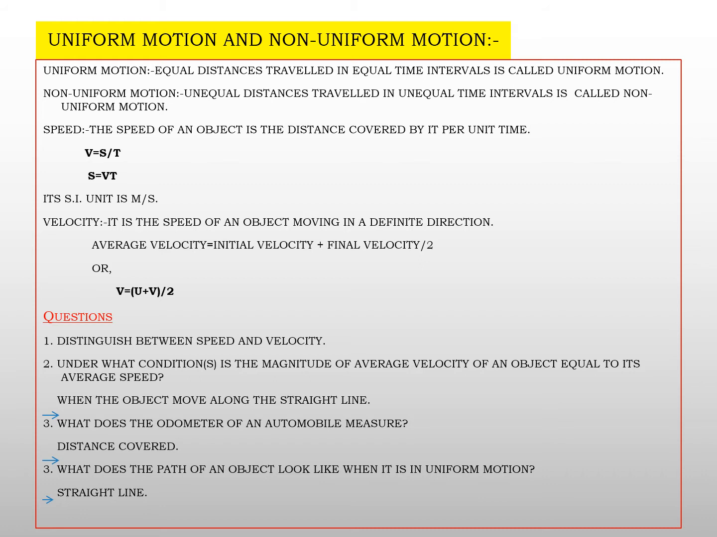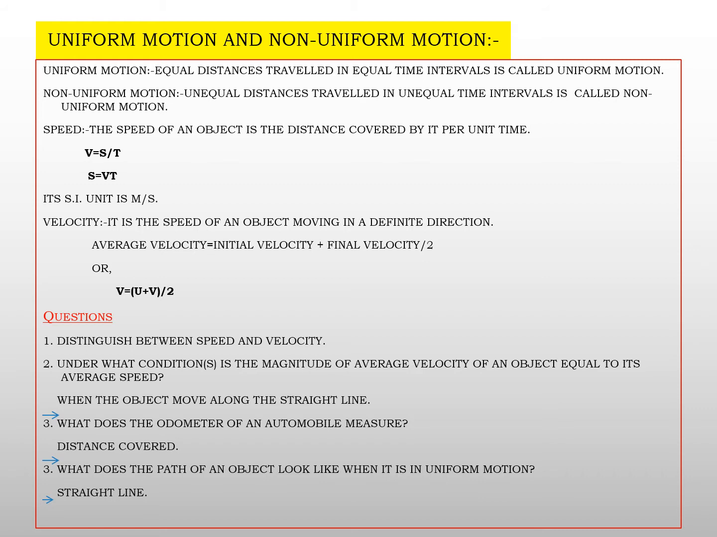Now, after this, the term speed came. The speed of an object is the distance covered by it per unit time, and the formula is v is equal to s by t, where s denotes distance, and distance is equal to speed into time. The SI unit of speed is meter per second, and its CGS unit is centimeter per second.